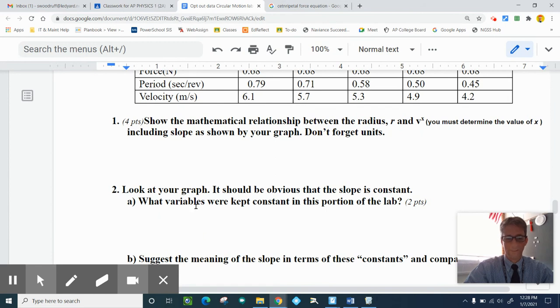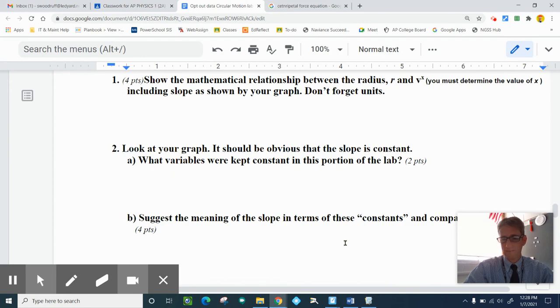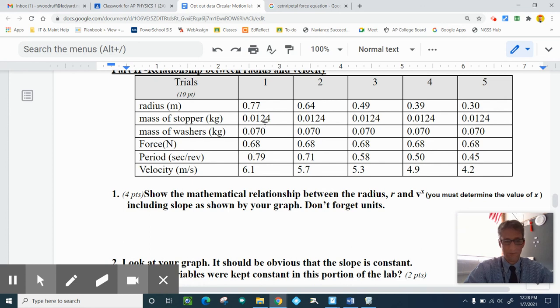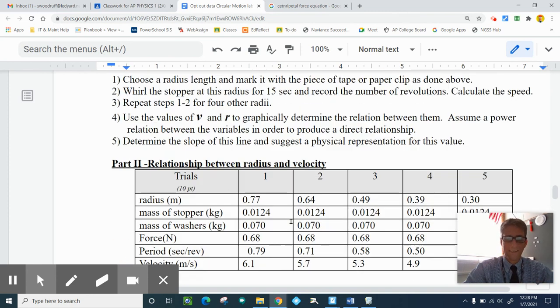What do we keep constant? I just answered that for you. What's the meaning of the slope? I don't know. It's either the force divided by the mass, or it's the mass divided by the force times the mass. You have to figure that out by comparing it to your slope. You can actually figure it out by looking at this equation.